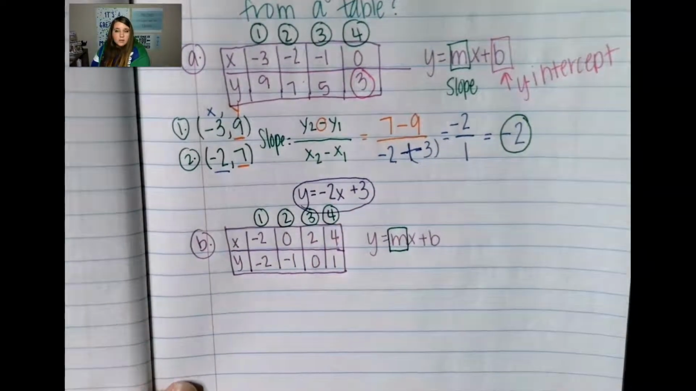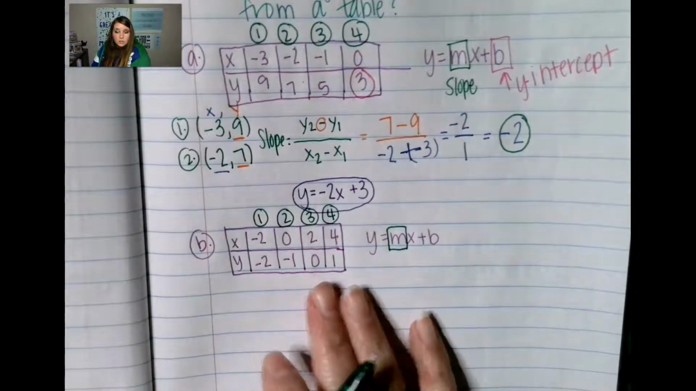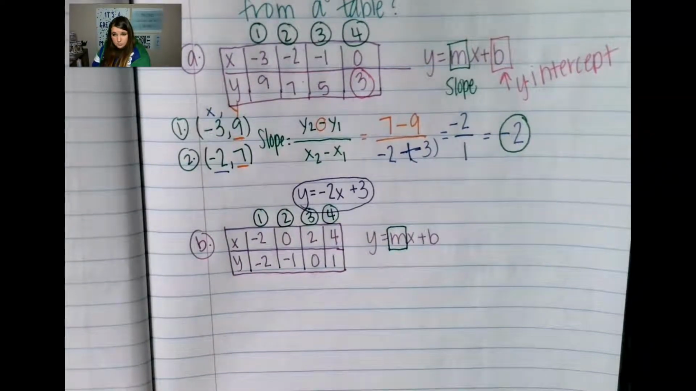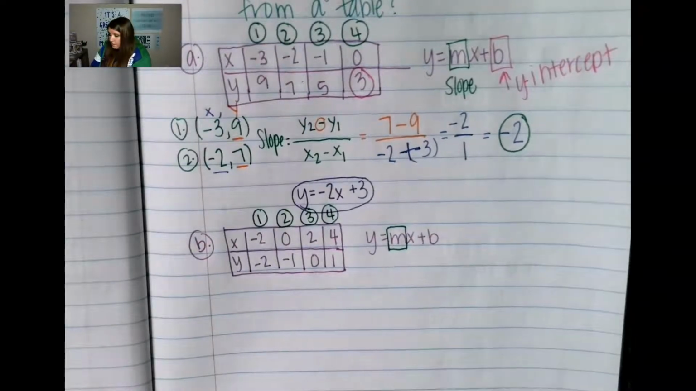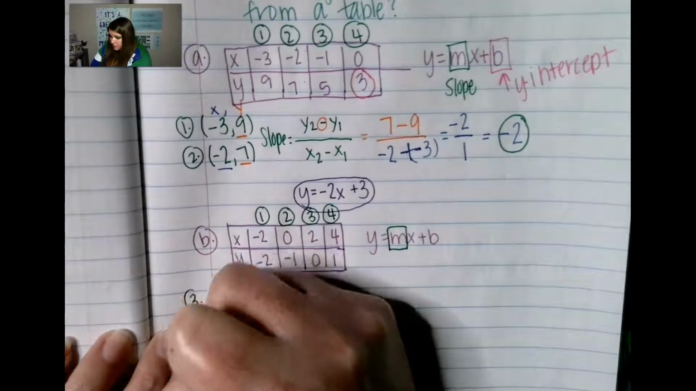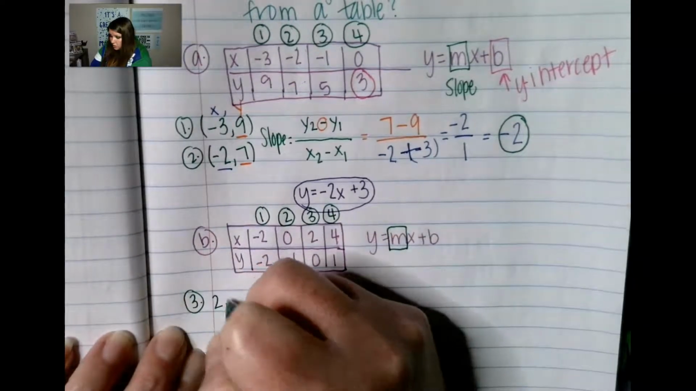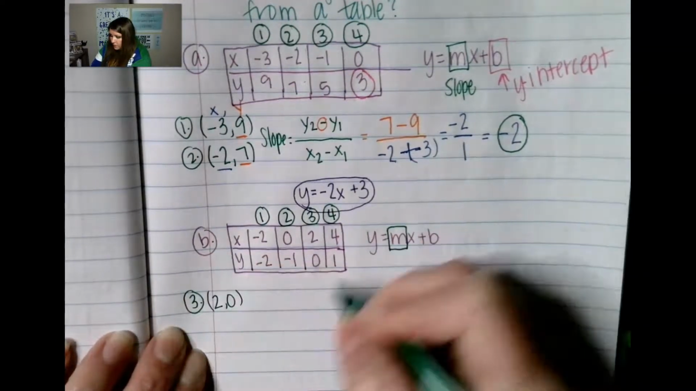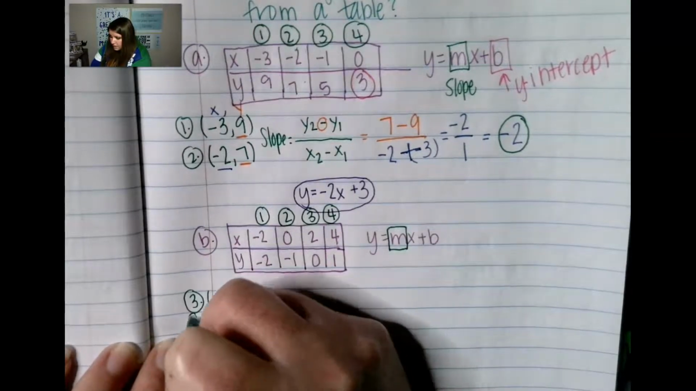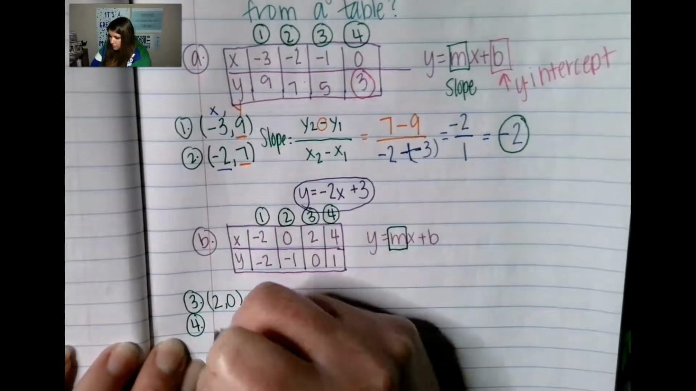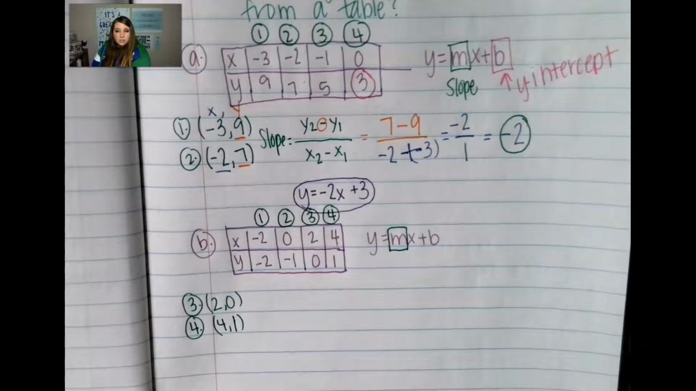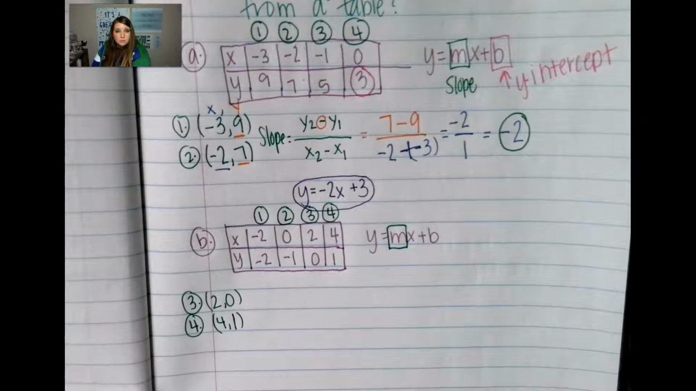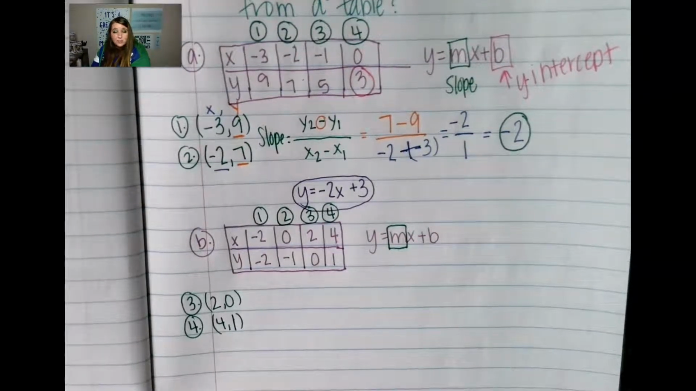Let's do this one where we use points 3 and 4, and we'll talk about how those ones go. So point 3 is 2, 0, and point 4 is 4, 1. Now, y2 minus y1 and x2 minus x1.